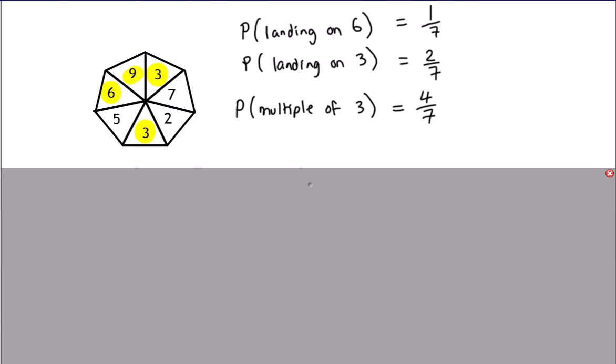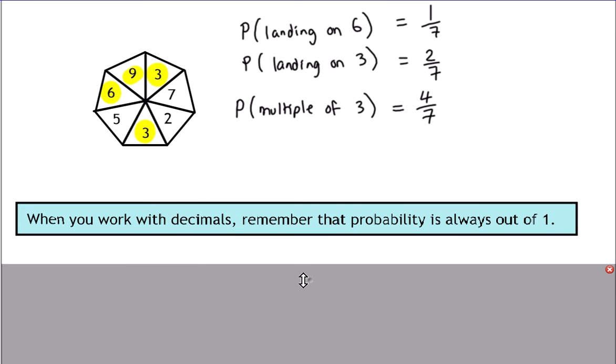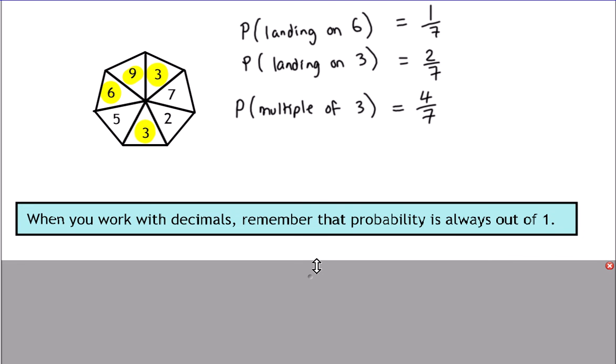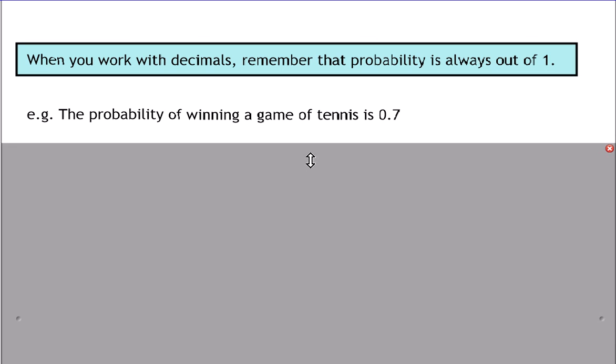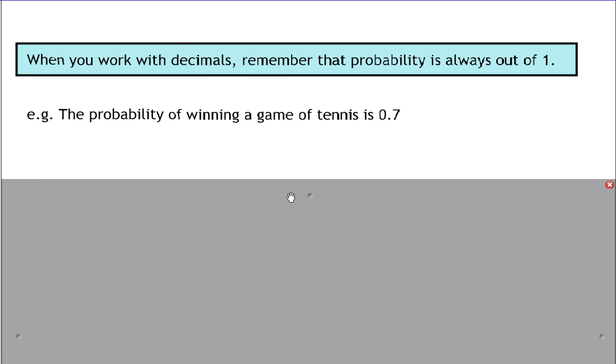If you're working with decimals, the biggest thing to remember is that the decimals must add up to 1. They can't go more than 1, they can't be less than 1. So if you have sentences like this, the probability of winning a game of tennis is 0.7, and tennis is a game where you can't draw, you either win or you lose. If you watch a tennis match, they sometimes go on for a long time trying to decide who wins, but there's always a winner, there's always a loser, you can't draw.